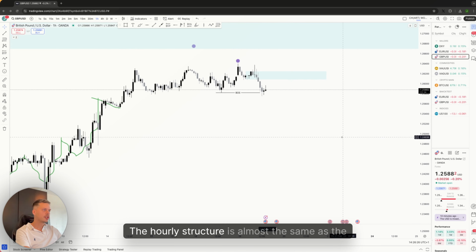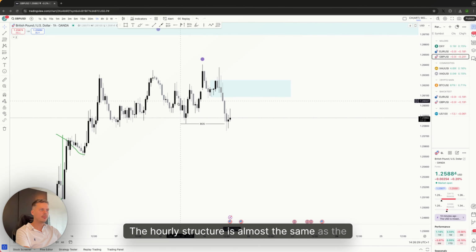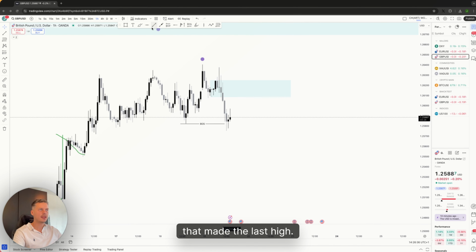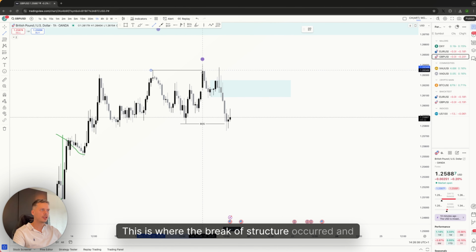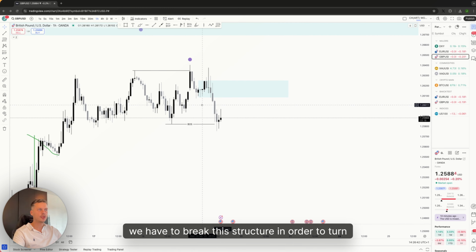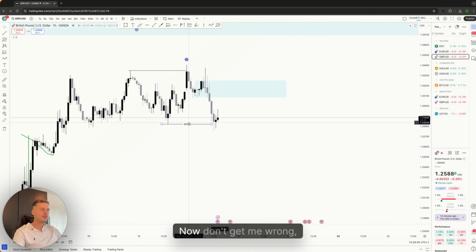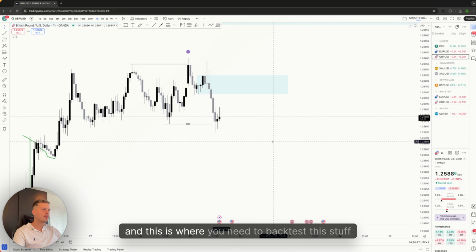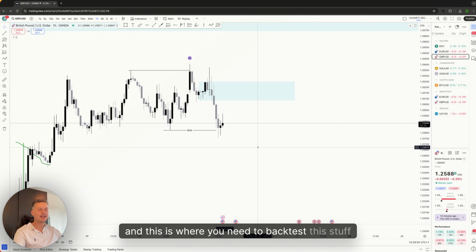The hourly structure is almost the same as the 4-hour structure, because this is the last low that made the last high. This is where the break of structure occurred, and we have to break this structure in order to turn bearish. Now, don't get me wrong, and this is where you need to backtest this stuff a lot.